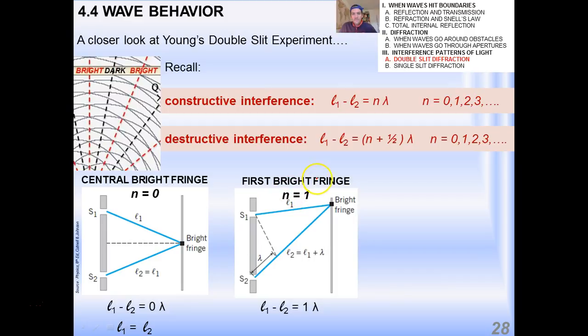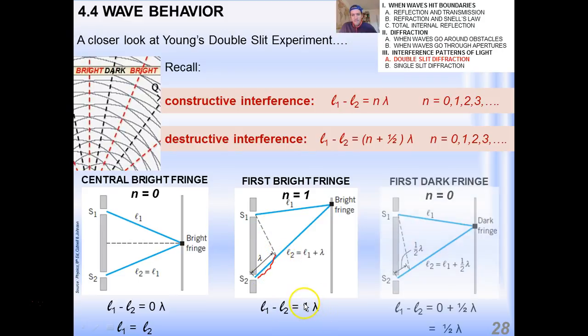Now, the first bright fringe would be n equals 1, and it's going to be located up here where this path difference is going to be exactly one wavelength. Now, the first dark fringe would actually be n equals 0. It's a little bit confusing in terms of what we refer to as the first bright fringe, first dark fringe, and the central. The central bright fringe is n equals 0. The first bright fringe is n equals 1, but the first dark fringe is n equals 0. You might want to pause the video and replay my explanation of that.